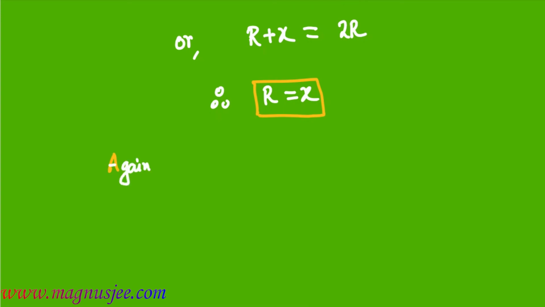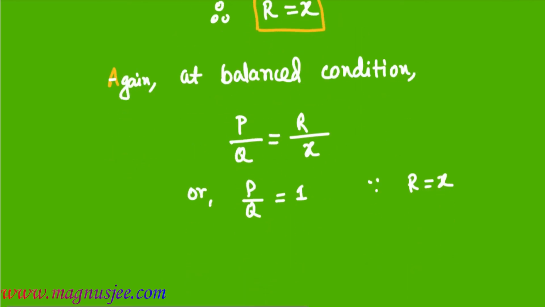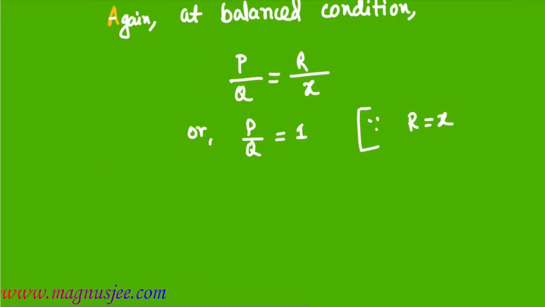Again, at the balance condition of the Wheatstone Bridge, P by Q equals R by S. The ratio of resistances above the galvanometer, that is P by Q, will be equal to the ratio of resistances below the galvanometer, that is R by S. Or P by Q equal to 1, since R equal X. In the expression P by Q, it should be R by X, not S, because S is the sensitivity in this case. Since R equal to X, therefore P equal to Q.